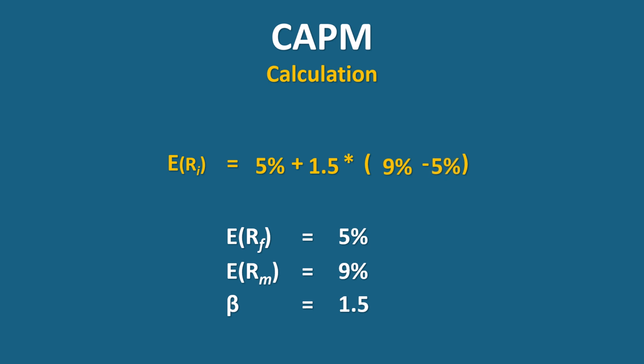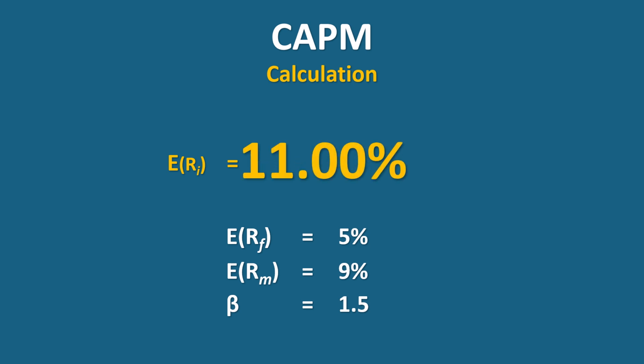First, calculate inside the bracket. 9% minus 5% equals 4%. This is also called the market risk premium. Now, multiply beta 1.5 by 4%, equals 6%. Finally, add RF, 6% plus 5% equals 11%. So, the CAPM expected return is 11%.